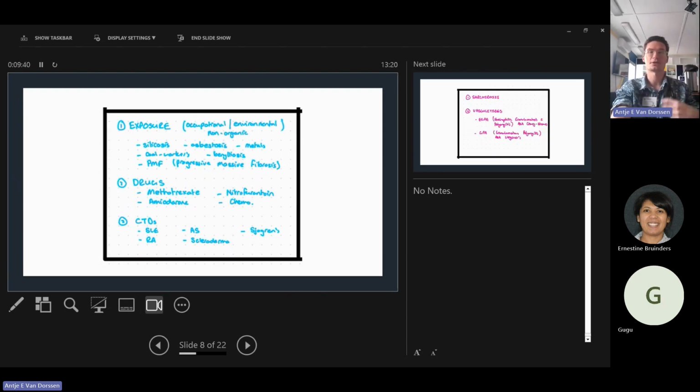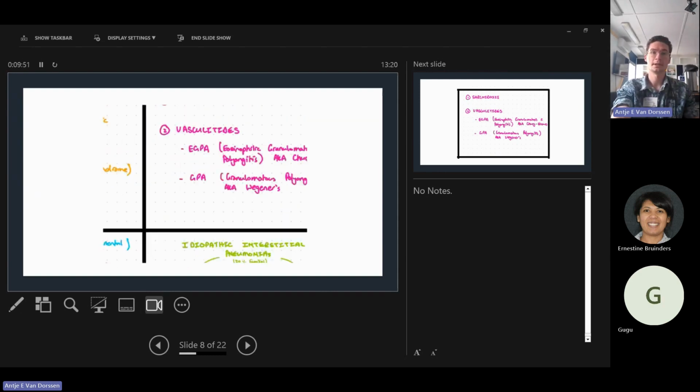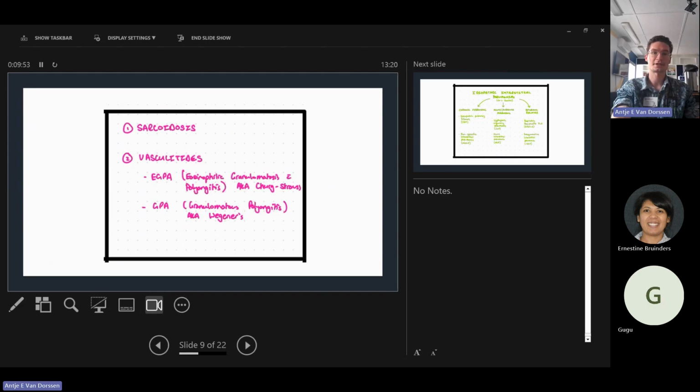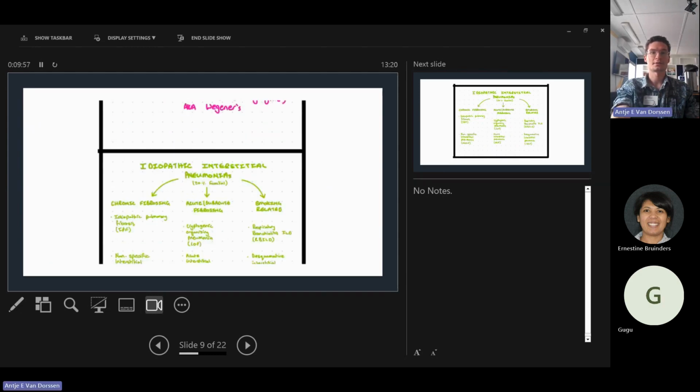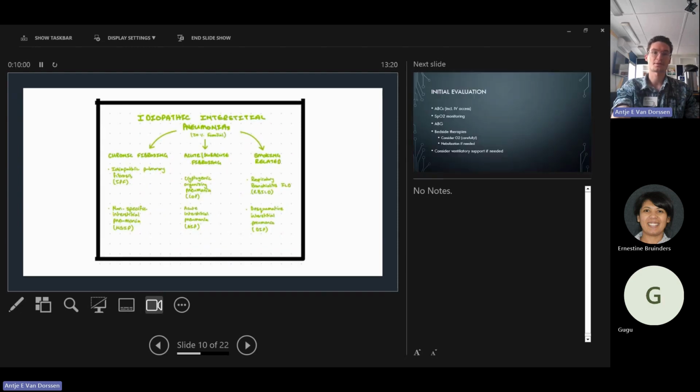Drugs like methotrexate, amiodarone, nitrofurantoin, chemotherapy, and then connective tissue diseases, which we see a lot of. And the AS there is ankylosing spondylitis. And then sarcoid and the vasculitides can cause these things as well. And then the idiopathic side of things, where you get these chronic fibrosing ones, acute or subacute fibrosing, and then smoking-related ones.